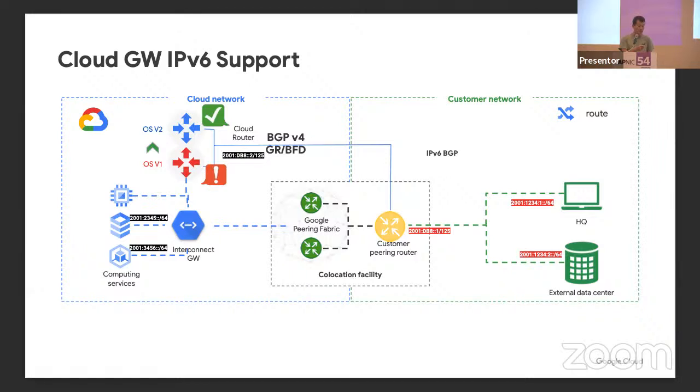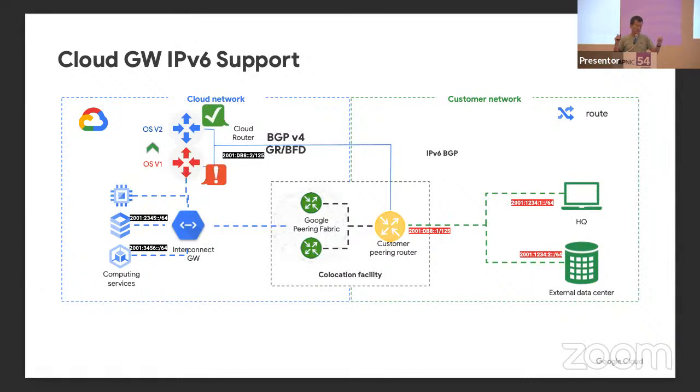We use the customer peering router and the Google peering fabric. The peering fabric does not terminate any IPv6 session. The IPv6 session is terminated in the cloud router. One customer can have multiple cloud routers for backup purposes. Then we can support SSU, in-service software upgrade, for the cloud router, because the cloud router is only the control plane. We support BGP, graceful restart, BGP, BFD, everything to help you during the migration and the software upgrade, without any packet loss.